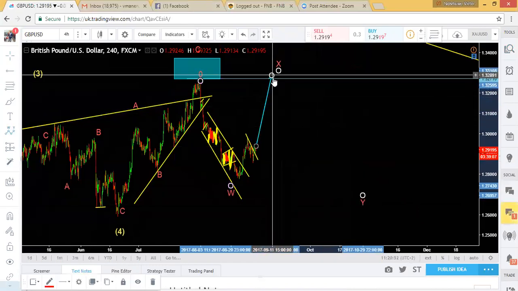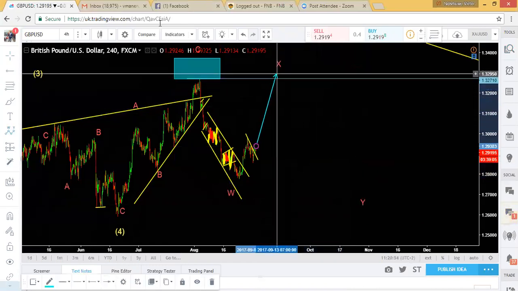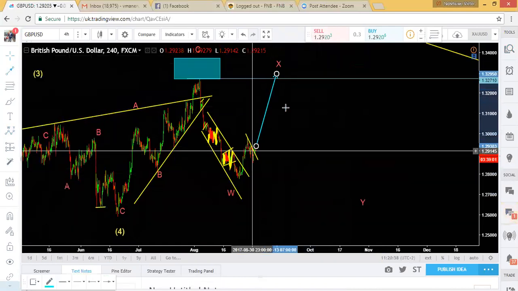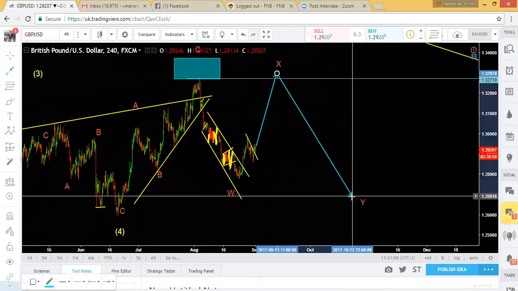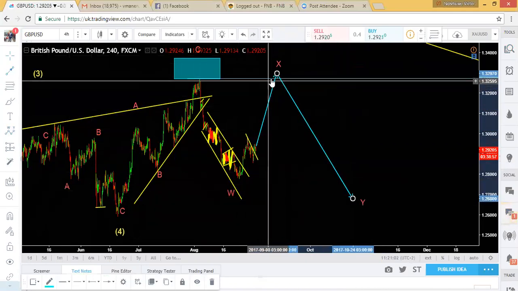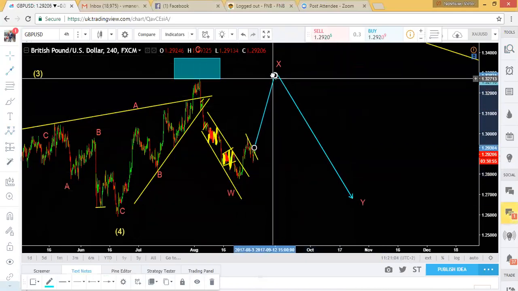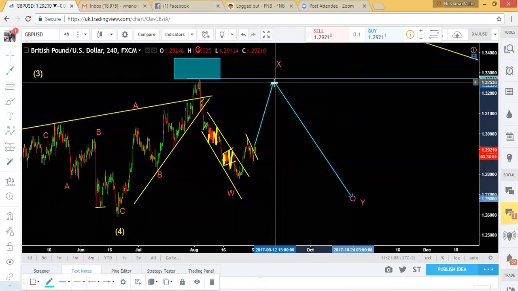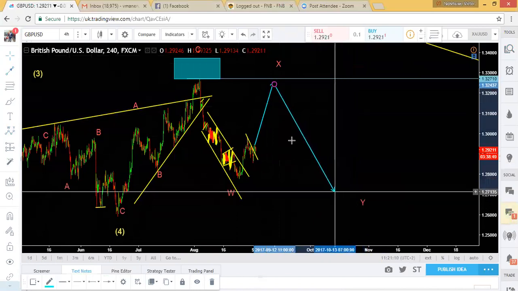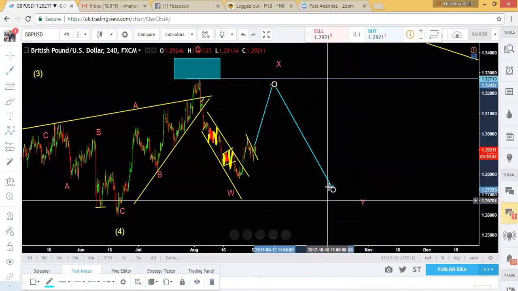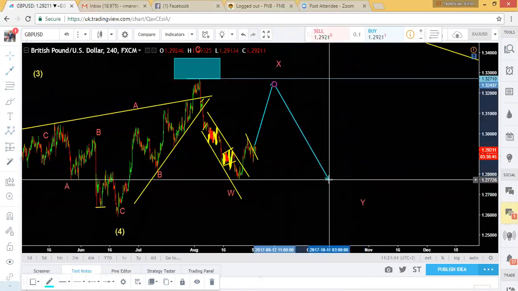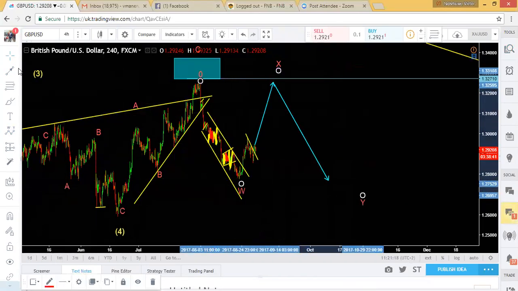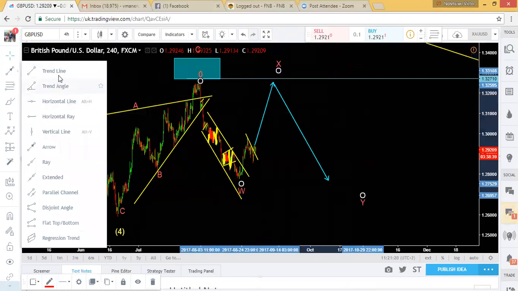So if this is an expanding flat, it will break here and then come back. But it does not have to go and break, because if it doesn't break, then it becomes what we call a regular flat. And a regular flat, if it does not break, it will come and end around this area, which is the end of W. And that's where we can put in another blue line.